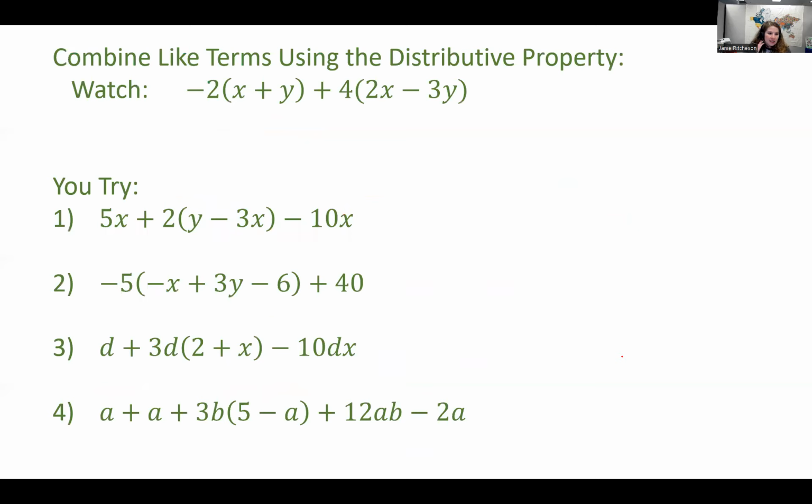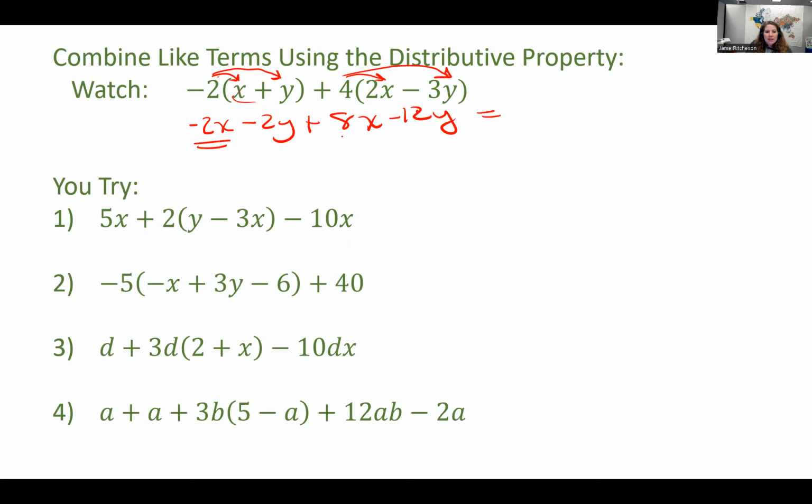Now we're going to try our distributive property. So when you have distributive property, that means you multiply everything inside the parentheses by what's outside the parentheses. So we're going to multiply, and then we'll combine our like terms. So negative 2 times x is negative 2x. Negative 2 times y is negative 2y, plus 4 times 2x is 8x, and 4 times negative 3y is negative 12y. Now I'm going to combine my like terms.